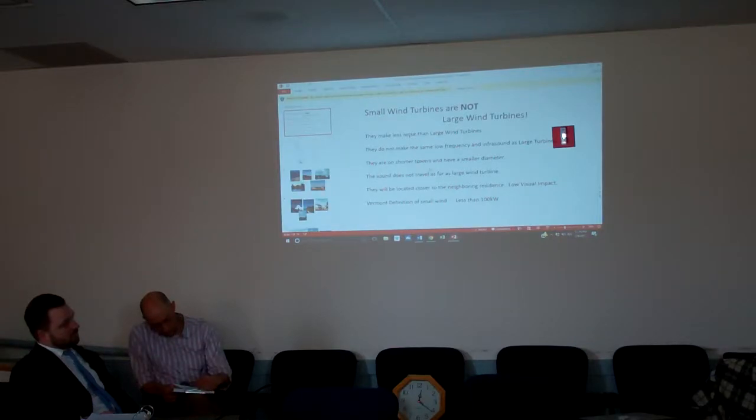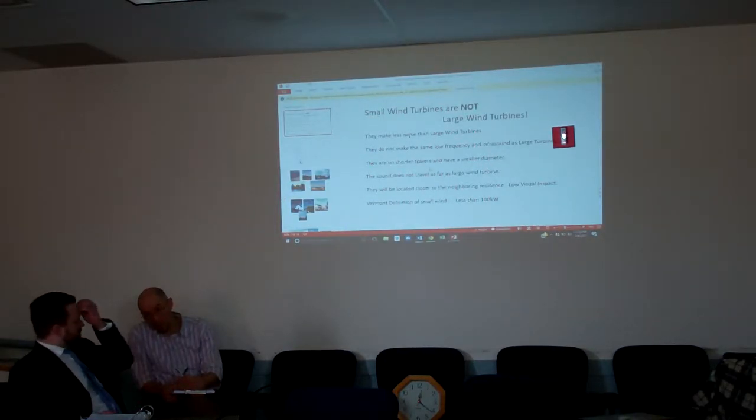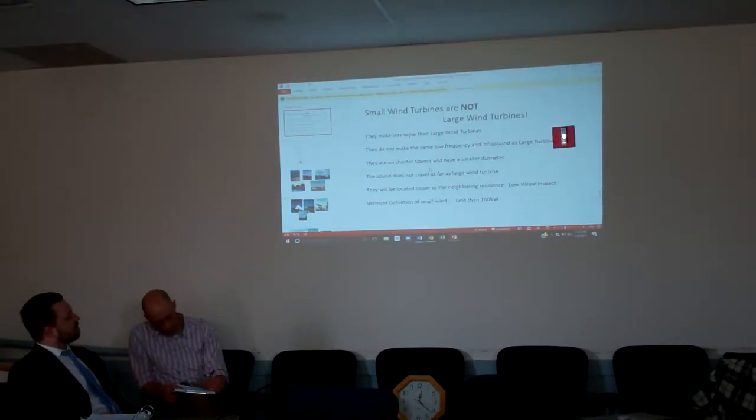Now obviously they're not going to have as much of a visual impact. The sound, okay, they'll typically be located closer to neighboring residences. Low visual impact, unlike what RUV pointed out. They don't necessarily have to be on ridge tops. They're going to be in the Champlain Valley. They're going to be in the Grand Isles. They're going to be on farms. They don't necessarily have to have high wind speeds in order to be feasible, in order to make usable energy.